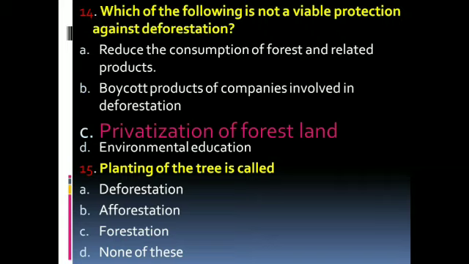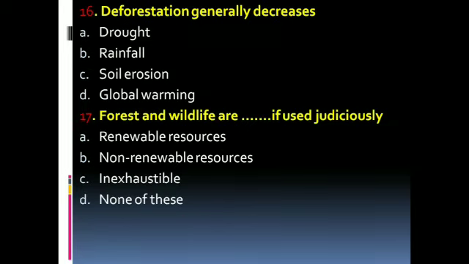Next question, planting of the trees is called, of course, afforestation. Here planting of the trees should be taken in the sense of planting new trees in the area where there are no trees, on the barren land, so creating a new forest. Next question, deforestation generally decreases what? Drought, rainfall, soil erosion, global warming. It's the rainfall, the right answer here, whereas the other three conditions will rather increase.